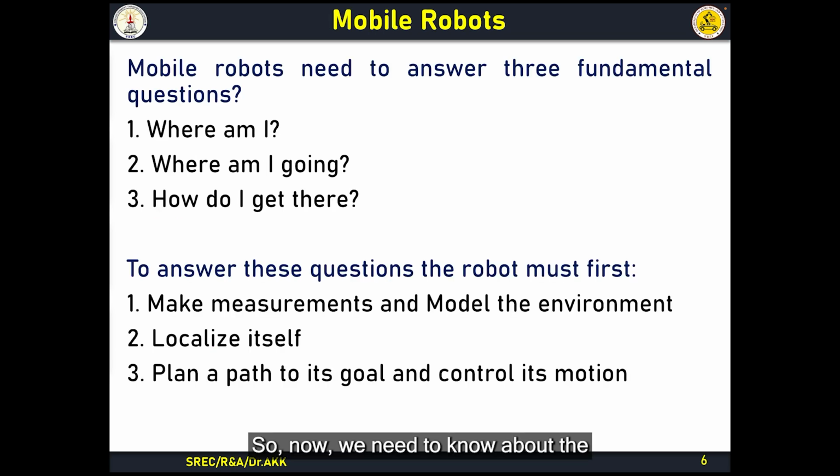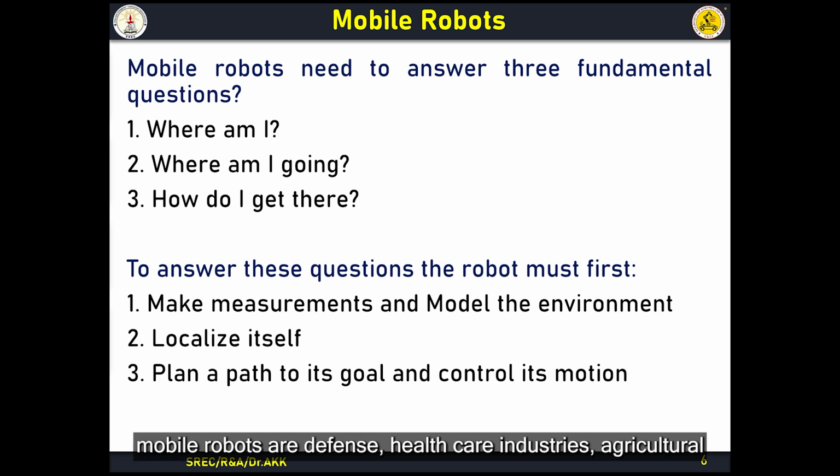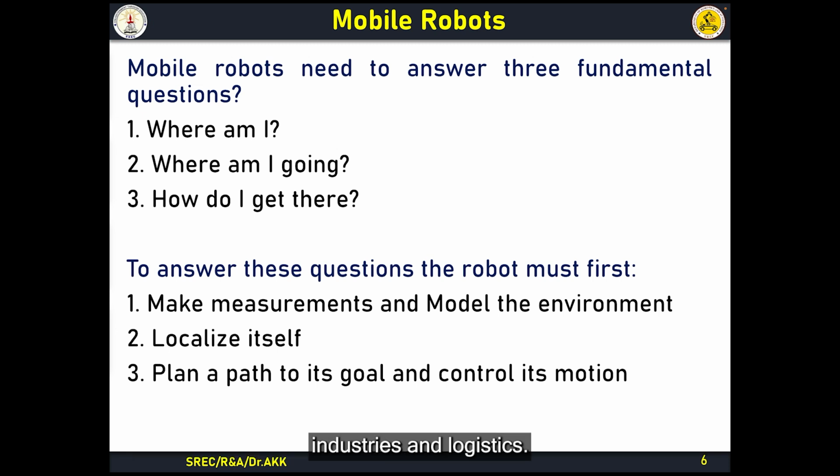Now we need to know about the deployment of mobile robots and the corresponding need in the industries. These types of mobile robots perform tasks in hazardous environments, reduce human effort and cost, and improve efficiency and accuracy. The major applications of these mobile robots are defense, healthcare industries, agricultural industries, and logistics.